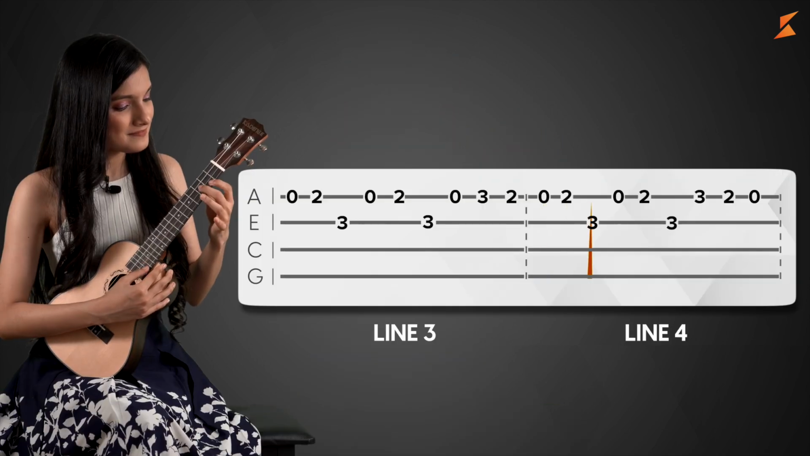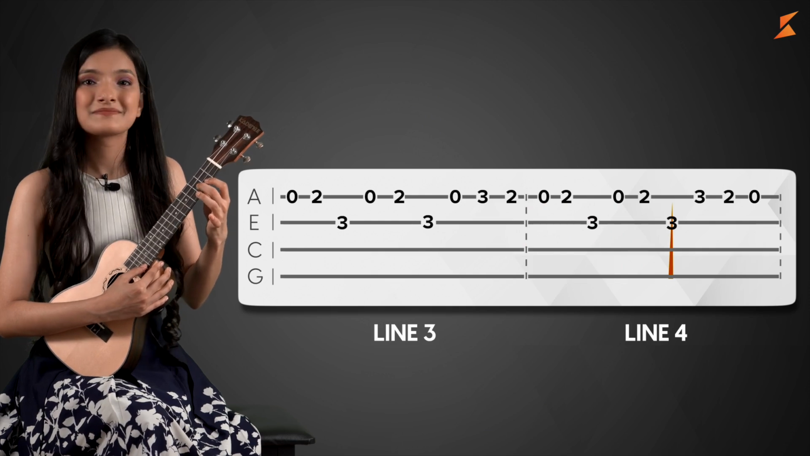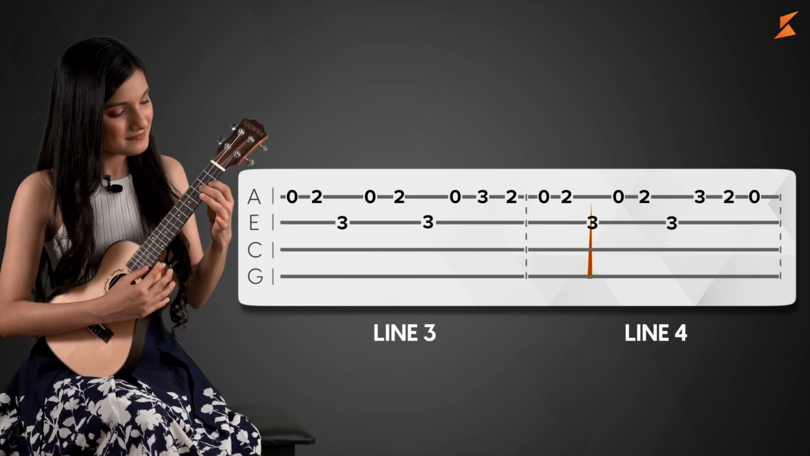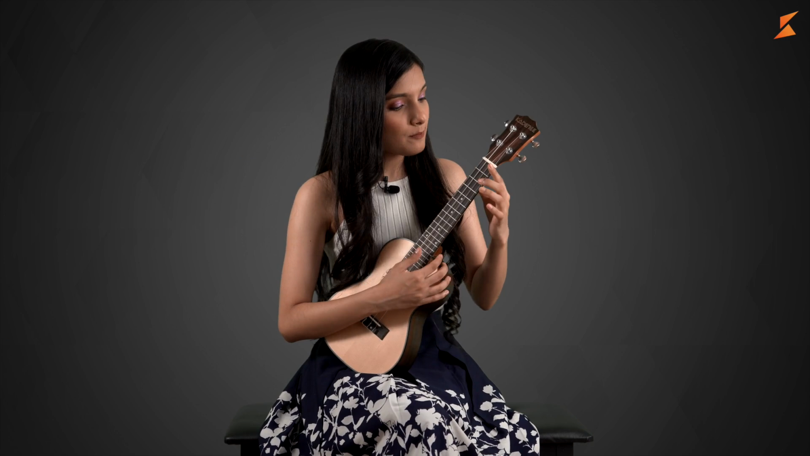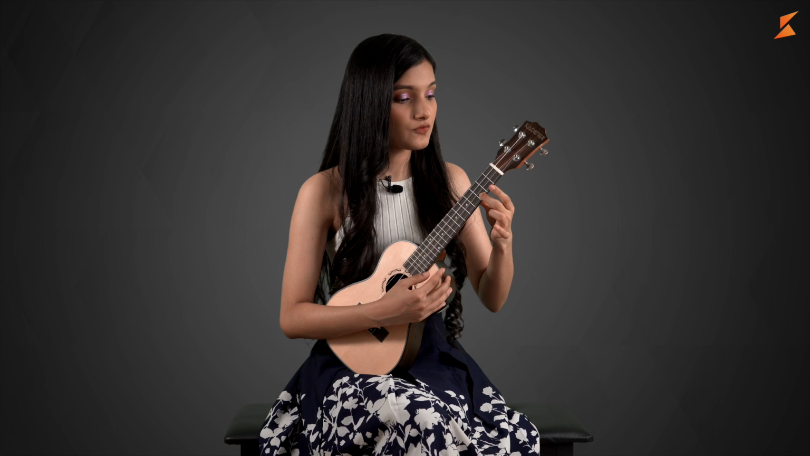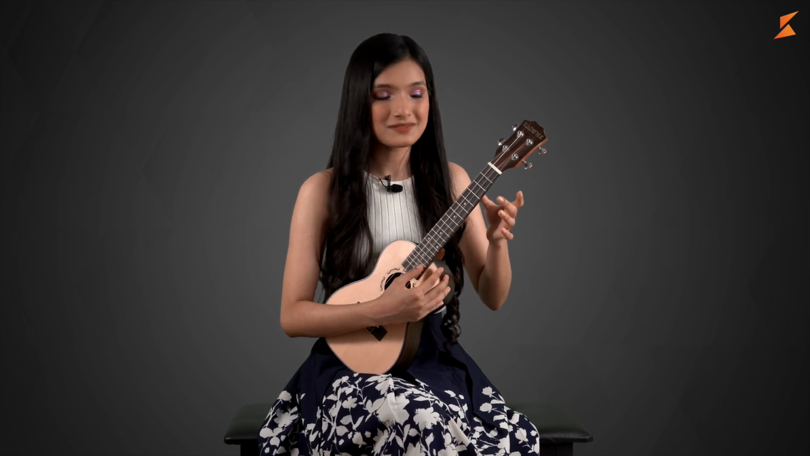Now on to line number 4. The first 6 notes of line number 4 are the same as the first 6 notes as line number 3. And it sounds just like this. After this, we play these 3 notes. First, we play the 3rd fret of the 1st string. And then the 2nd fret of the 1st string, and then the open string A. This is how it sounds like.